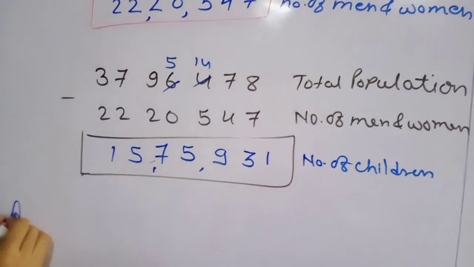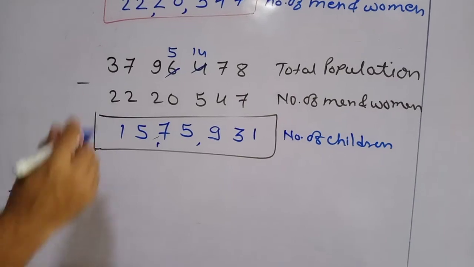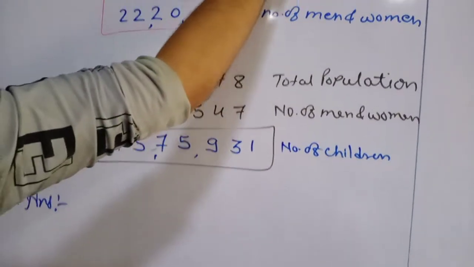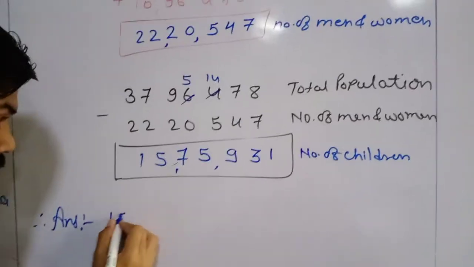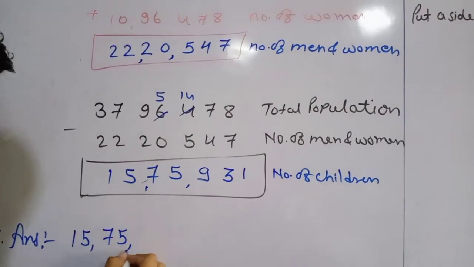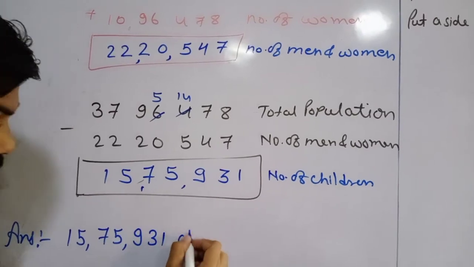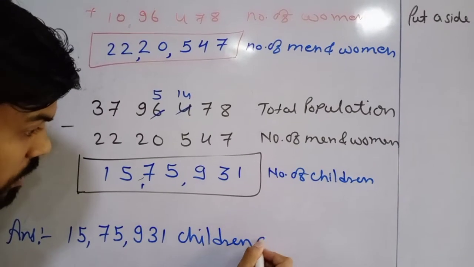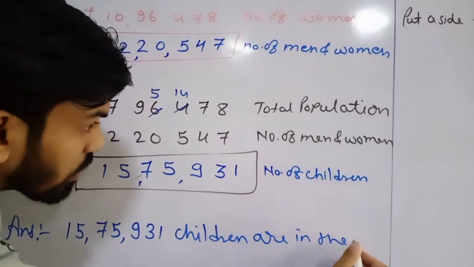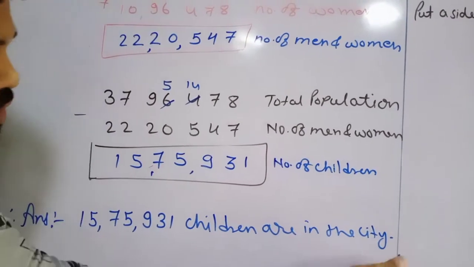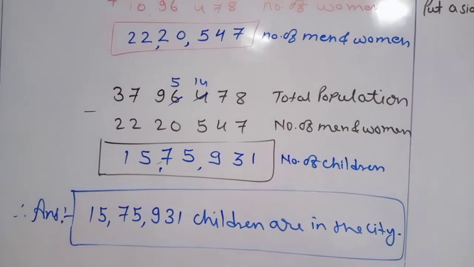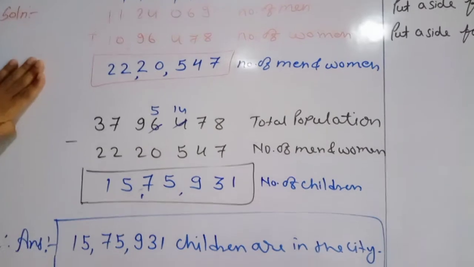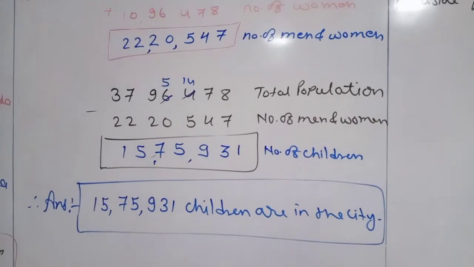Now we have to write the answer. They ask what is the number of children in the city. So we got that number of children, that is 15,75,931 children are in the city. So this way we can write our answer. The answer is most important in every kind of word problem, so you should be careful regarding that. Now proceed for the next sum.